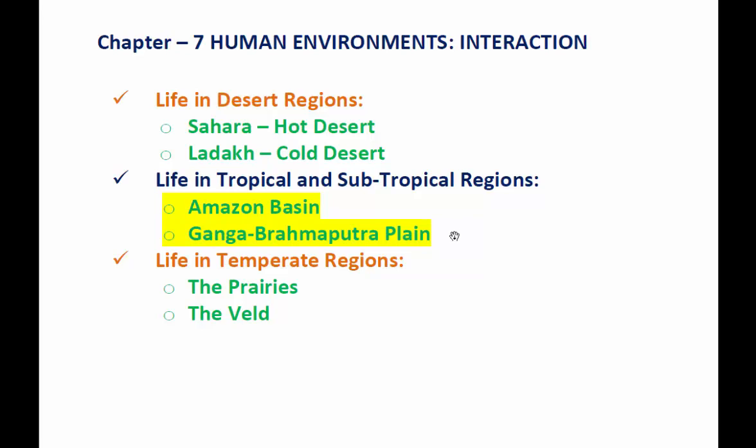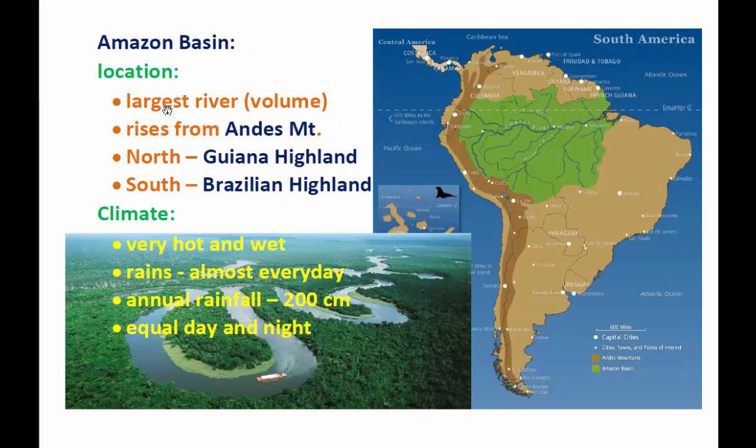Let us straight away go to Amazon Basin. Amazon is the largest river in terms of volume, located in South America right here. The portion shaded in green is drained by this Amazon river and its tributaries, and it is also known as Amazon Basin. The Amazon river, here in the middle in blue color, rises from the Andes mountain, located in the western part of South America, between Brazil and Chile.